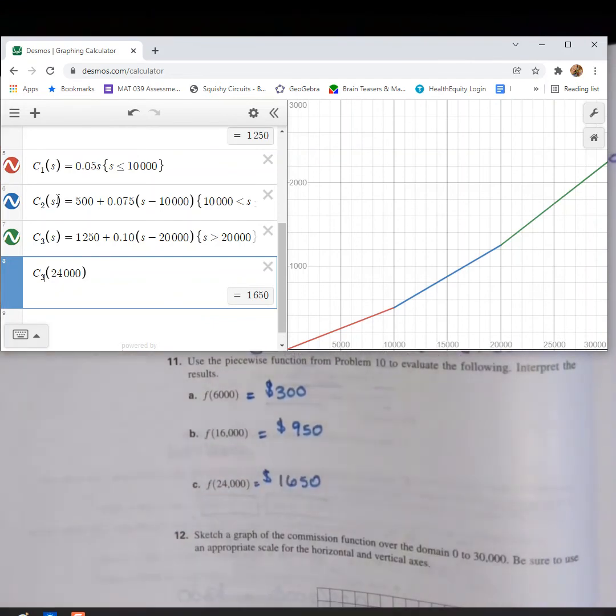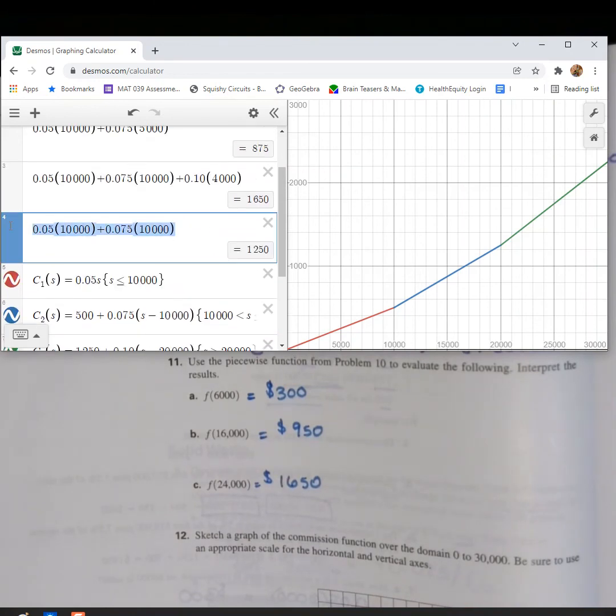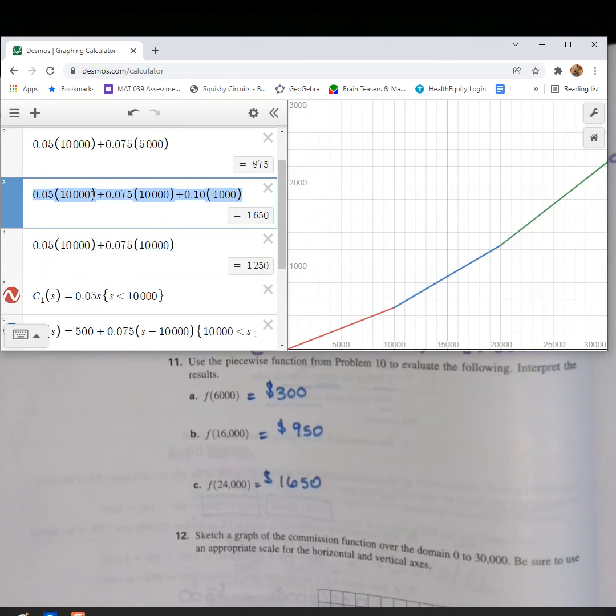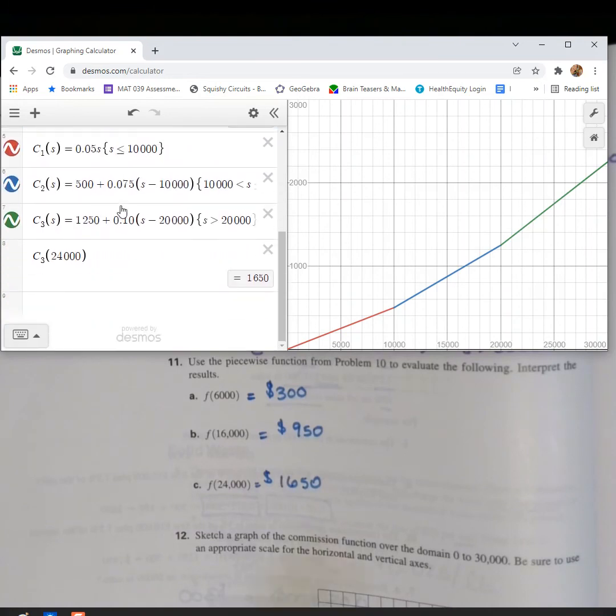Okay, so that would be one way to get Desmos to evaluate it without having to retype them individually. You could, of course, retype them individually like we had done before to calculate them, but they wanted us to use the function, make sure the function was working. So we can do that with the little subscripts and knowing which function piece to use based on the condition.